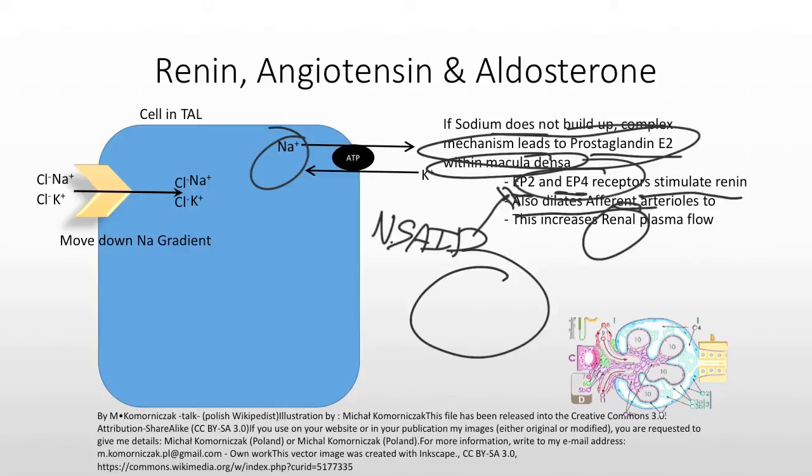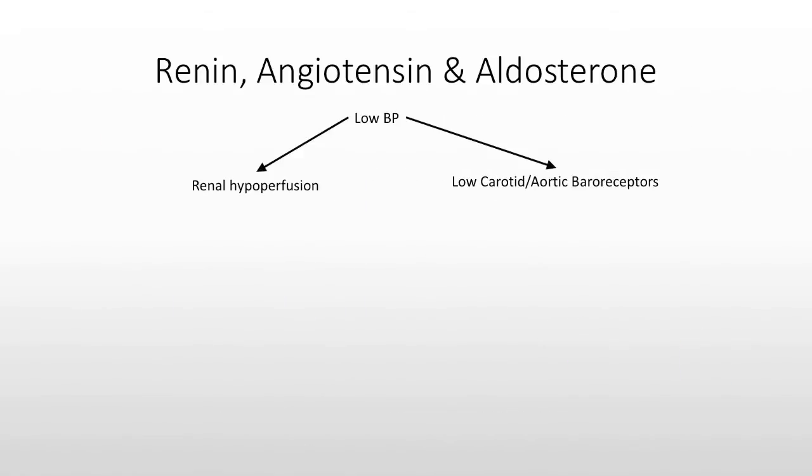And so what does prostaglandin E2 do in the kidney? It stimulates renin release and it dilates the afferent arteriole, and that can both be blocked by the use of NSAIDs. NSAIDs will cause a decrease in renal blood flow. And so now we're asking, so what? How does this lead to aldosterone?